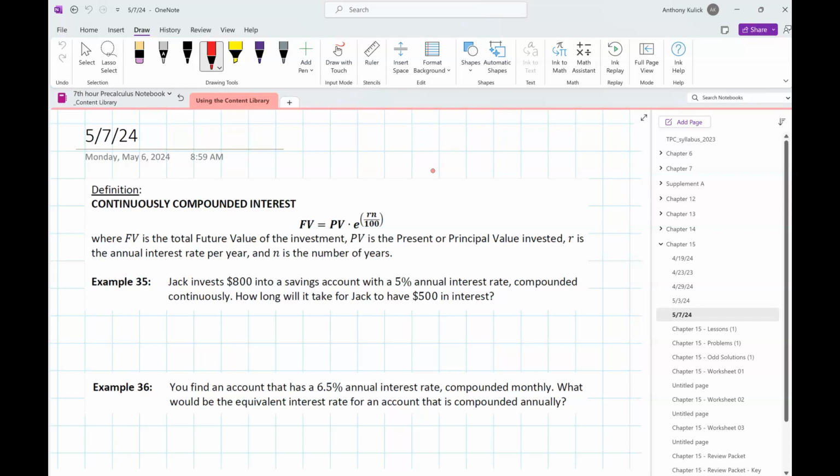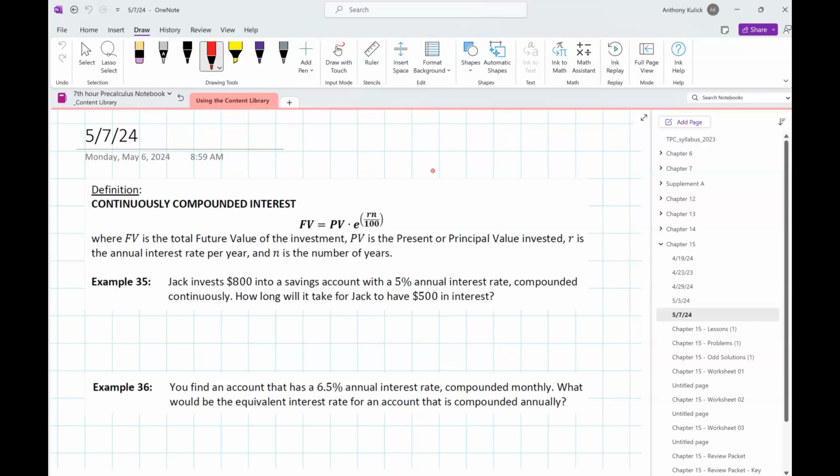I'm going to skip the derivation as to why that's happening. But that's the key here. So our continuously compounded interest formula, FV is equal to PV times e to the Rn over 100. The R is still that interest rate as a percentage. N is just the number of years. PV is still present value. FV still future value. All that jazz remains the same.